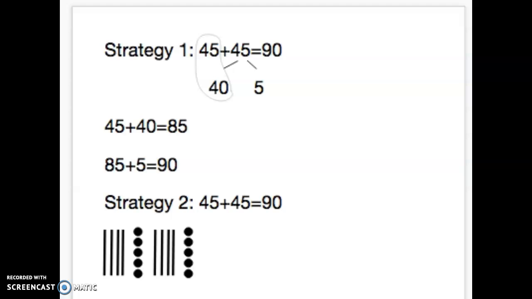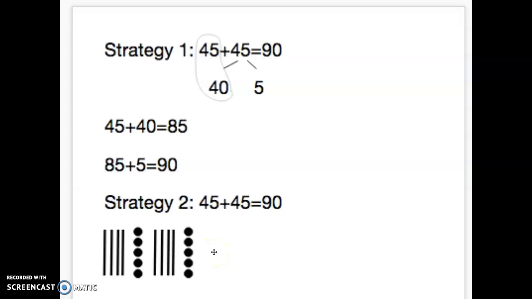My numbers are the same, 45 plus 45. So I took this 45 and I decomposed it or broke it apart into 40 and 5. 45 plus 40. I know that 4 plus 4 is 8. 5 plus 0 is 5. So 45 plus 40 gives me 85. Then I have 5 more ones. So 85 plus 5 equals 90.